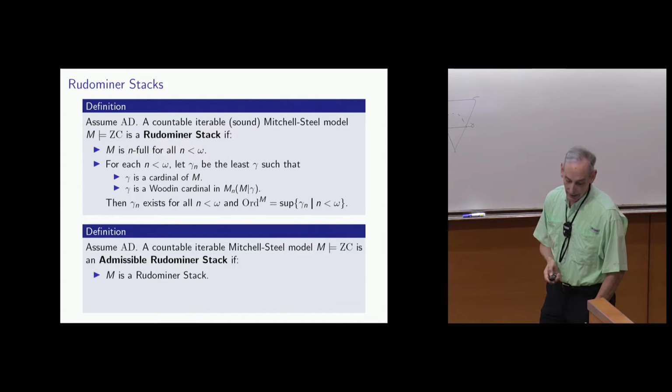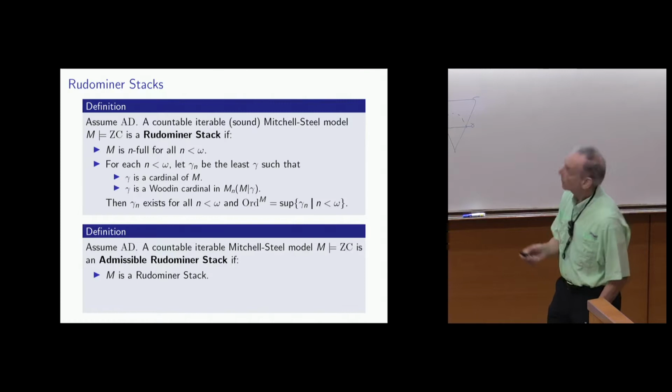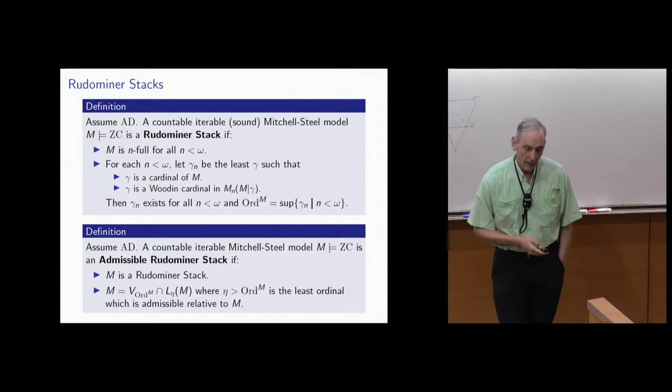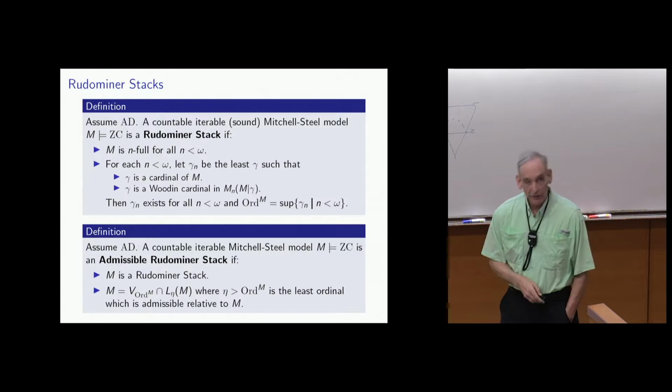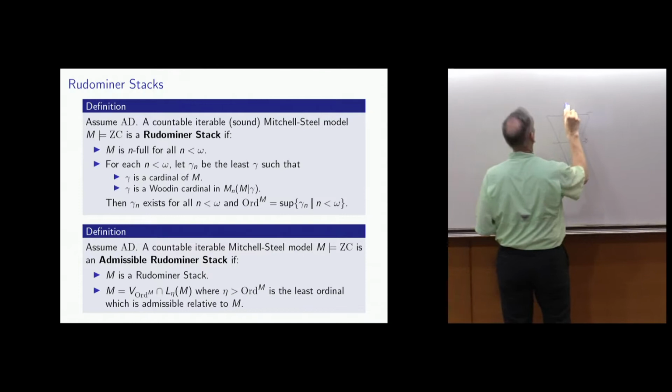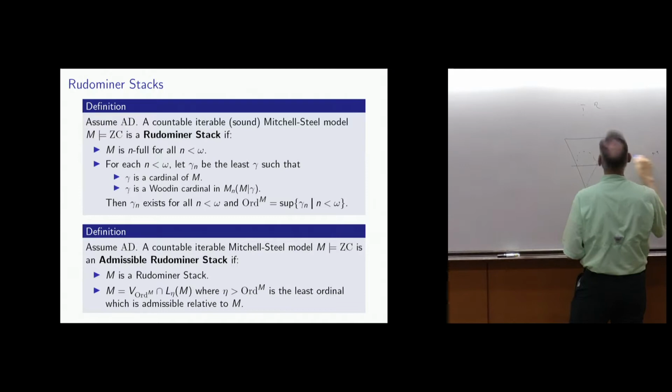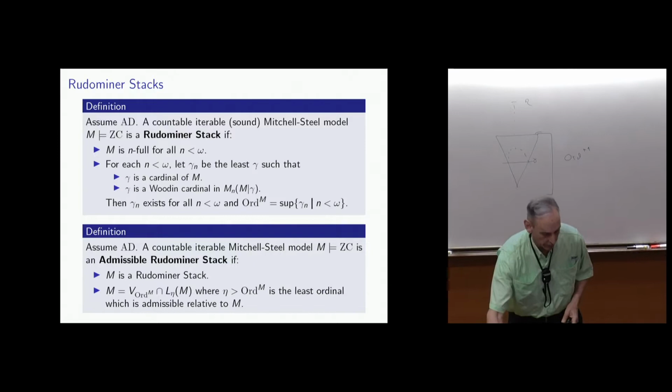All right, so now we're going to strengthen this slightly, define an admissible Rudimeyer stack. So it's got to be a Rudimeyer stack, so it satisfies all of this. But then, if we construct relative to M up to the first admissible past the height of M, so we're going up to the first admissible now, but just constructing, then we generate no new bounded subsets of the ordinals of M. We don't project, to use a fine structural notion.